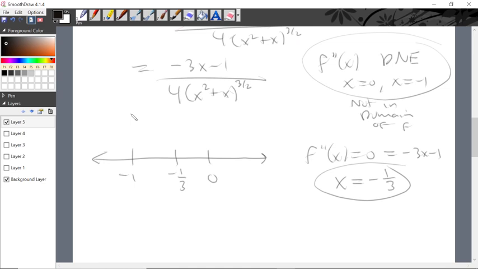Again, the second derivative does not exist here. The second derivative does not exist here. And this is telling us the second derivative is equal to 0 here. But x equals negative 1/3 is not even in the domain of f. The function doesn't even exist here, right? So there's nothing to check.